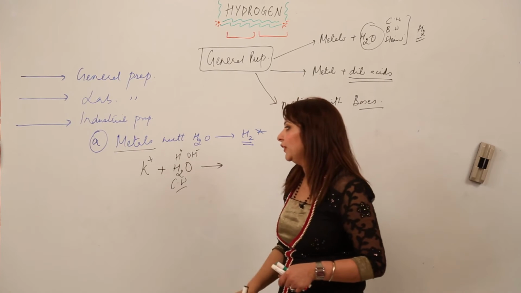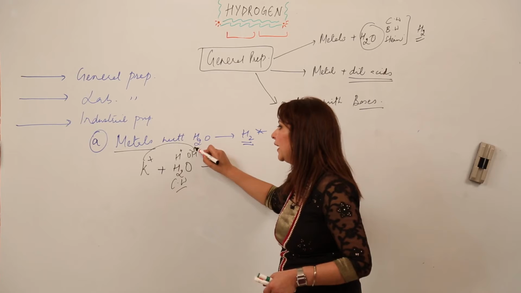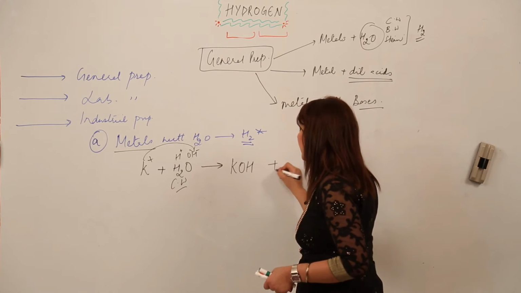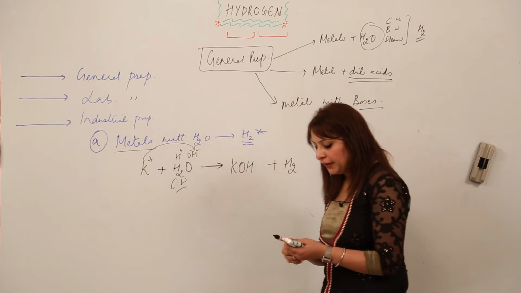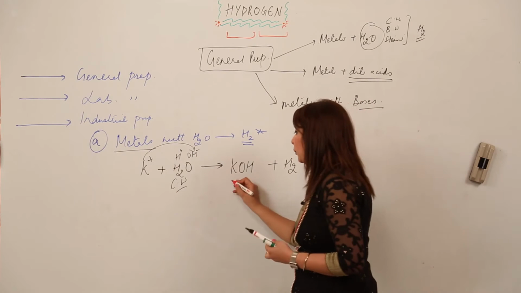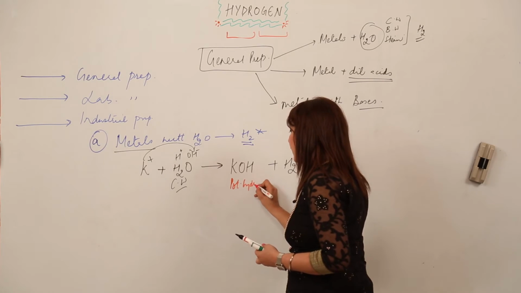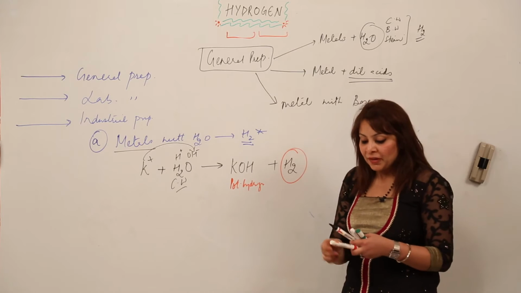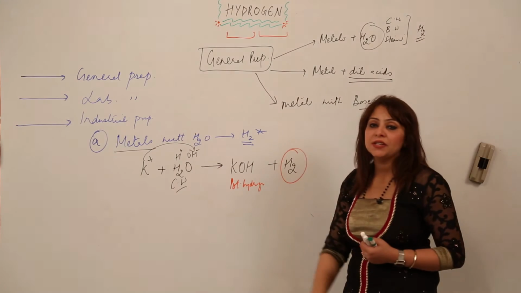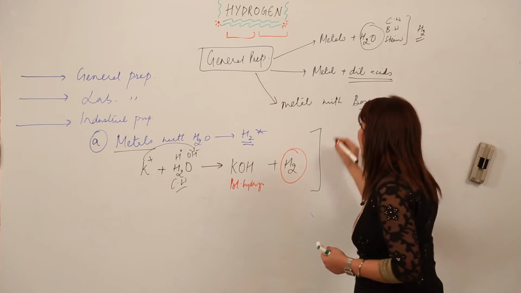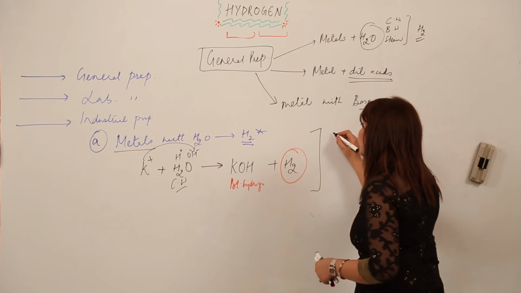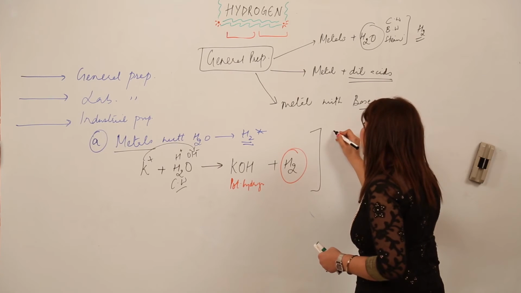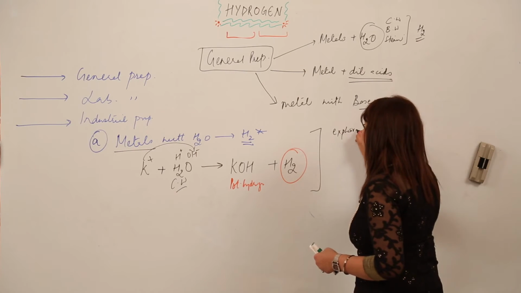We know the valency of the K is this, so obviously the positive ion is going to attach with the negative ion, that means it is going to form potassium hydroxide, and along with that hydrogen is liberated as H2. So this is potassium hydroxide, and this is the product which we were looking for, that is hydrogen. But what is the actual nature of this reaction? The nature of this reaction is that potassium has a great affinity for water, and it reacts explosively.